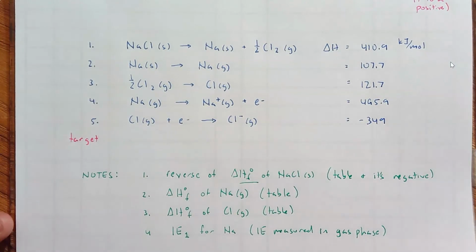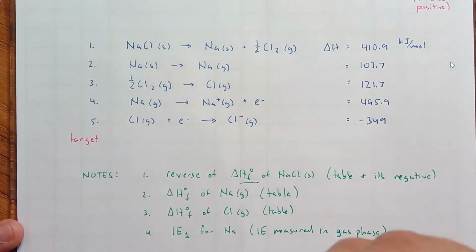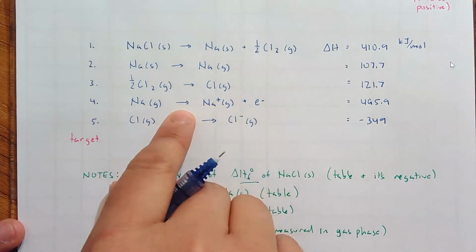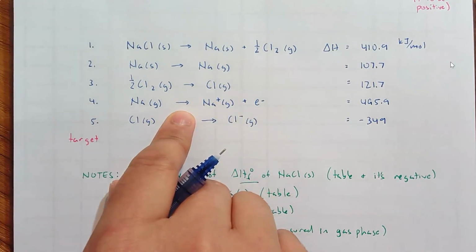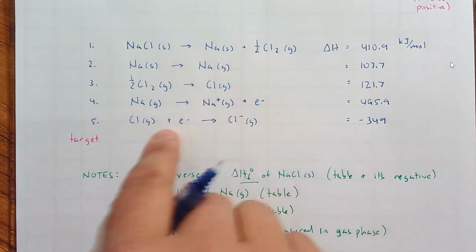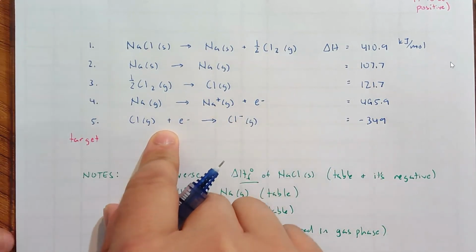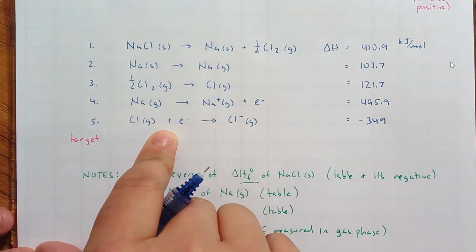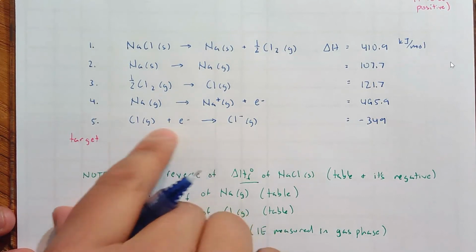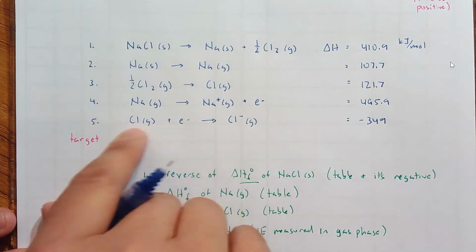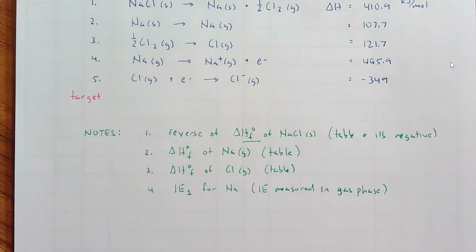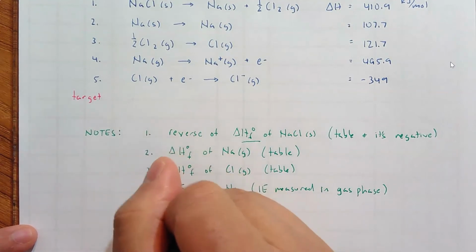I know it's been a while, but if you think back, ionization energy is the energy required to kick out an electron. So its energy is positive, its delta H is positive. To gain an electron actually is exothermic. It releases energy when you add an electron. Okay. Let me give you those notes.